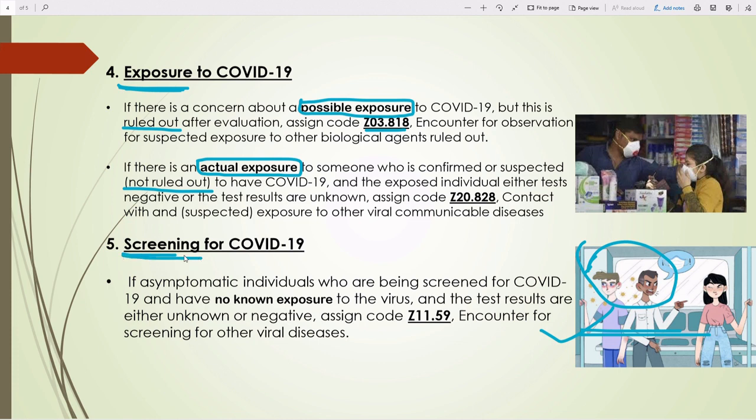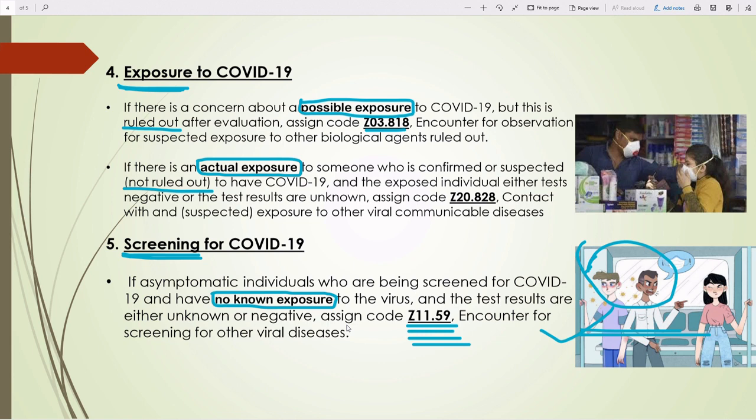Next point, screening for COVID-19. If an asymptomatic individual is being screened for COVID-19 and has no known exposure to the virus, and the test results are either unknown or negative, assign code Z11.59. This is encounter for screening for other viral disease. Here the individual doesn't have any symptoms, so he came for screening for COVID-19 and has no known exposure.